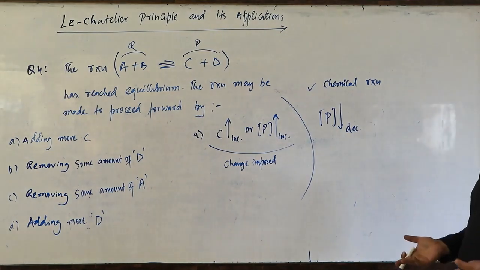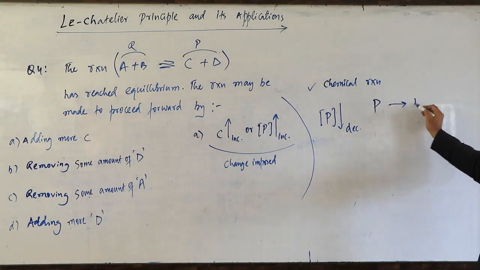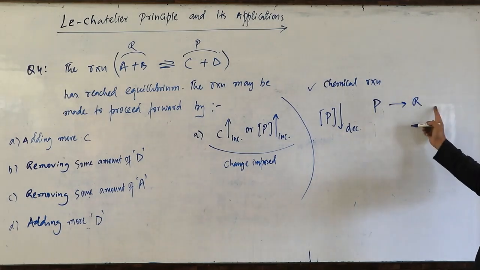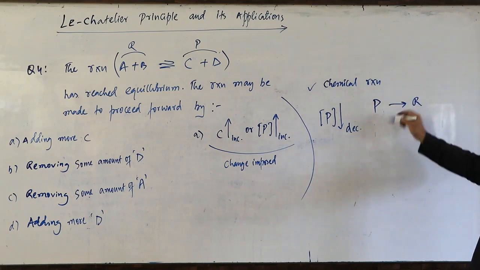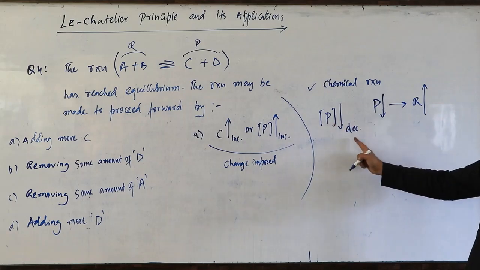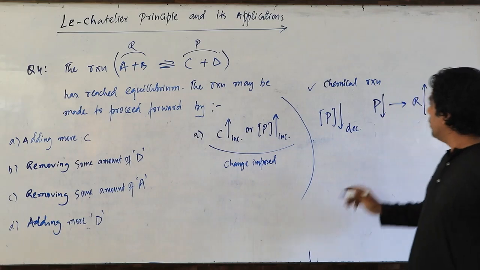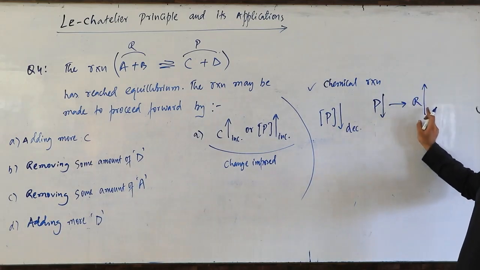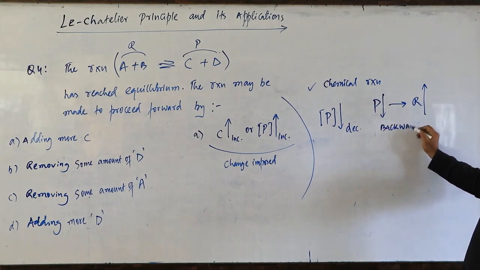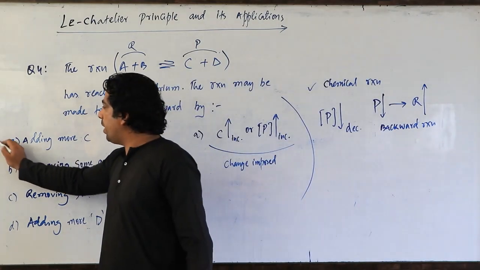Obviously, products will be decreased only when the reaction goes from products to reactants. So these are my products. When products change into reactants, products will decrease and reactants will increase, my dear friend. So I have to decrease the products. That means I have to decrease the C. C is the product. So the product will change into the reactant, and when product changes into reactant, which reaction is this? This is the backward reaction. So if this is the backward reaction, the first one cannot be my answer.